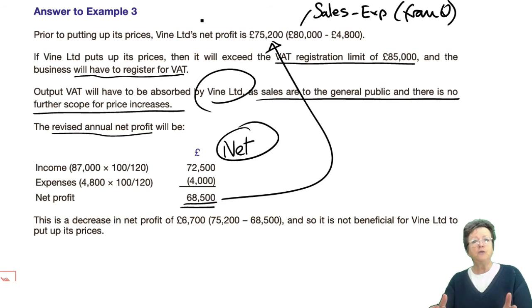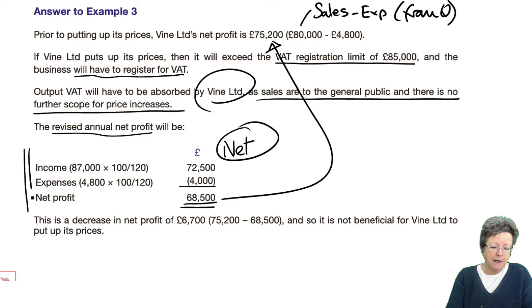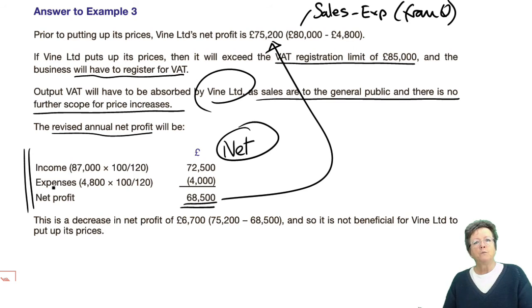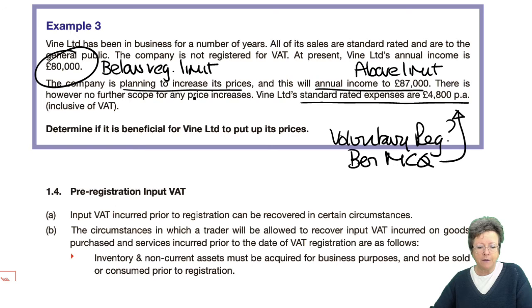Now, that's an unusual question. You're probably not going to get one of those in the exam. But do you see how this has worked out? Once they're accounting for VAT, then the VAT is part of the answer. Therefore, you have to deduct that in order to come to the net profit for your profit calculations.